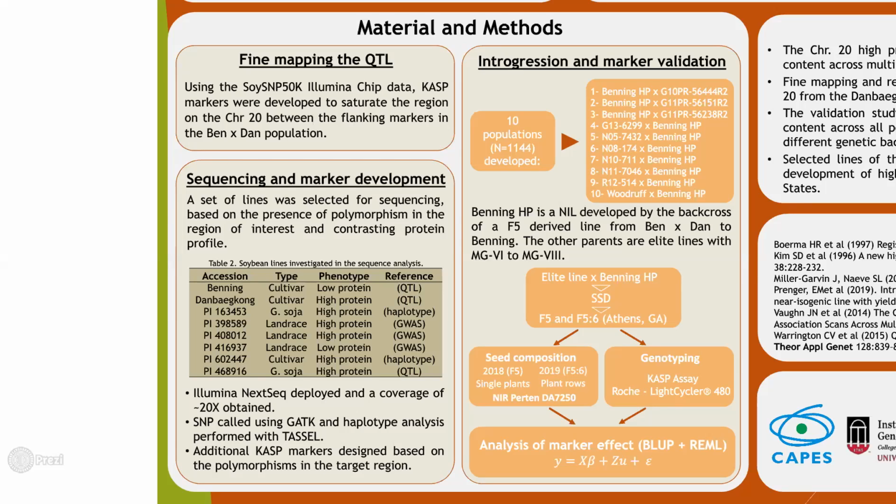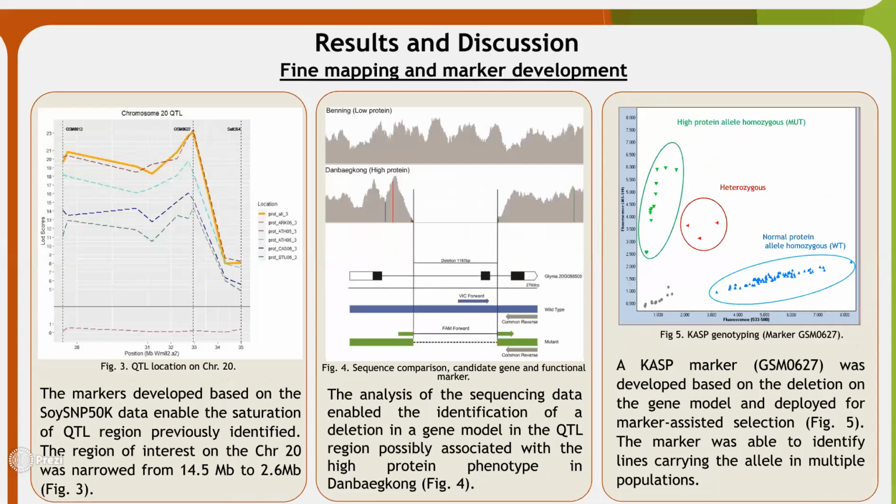The populations had their protein content determined with near-infrared spectroscopy in 2018 and 2019. Associations between protein and markers were performed using a mixed model approach, in which population effect was fixed and marker effect was random. So let's see some of our results.